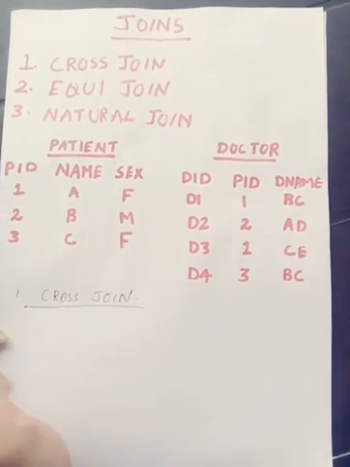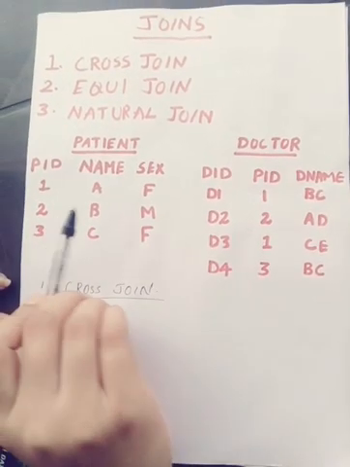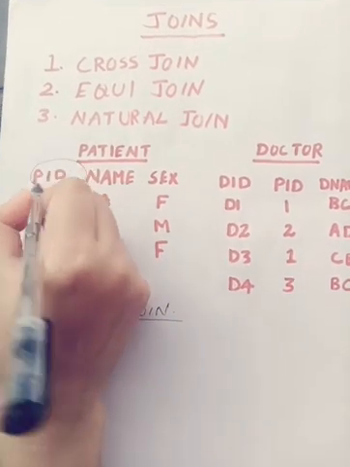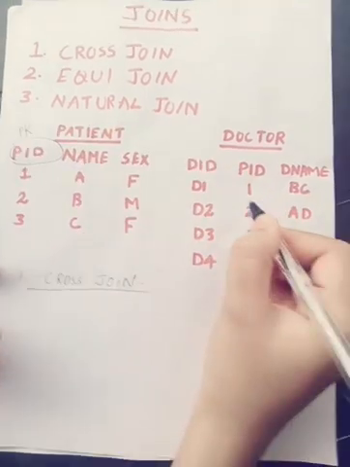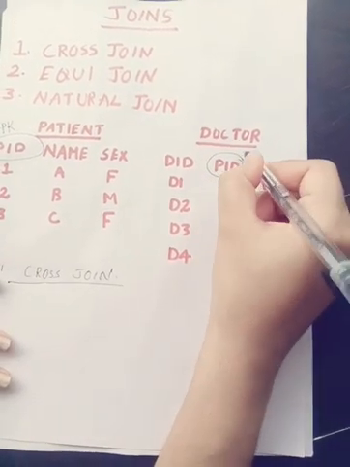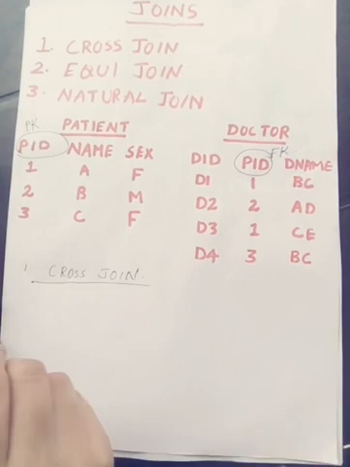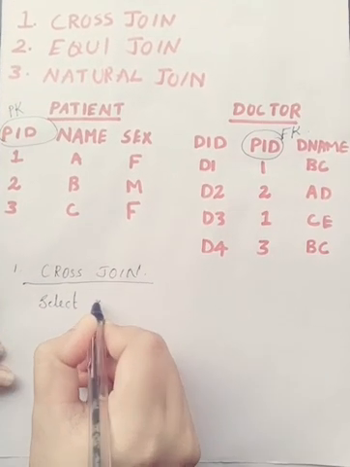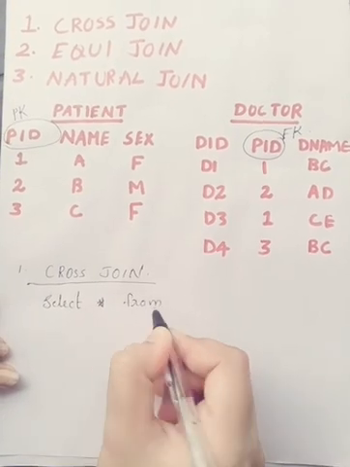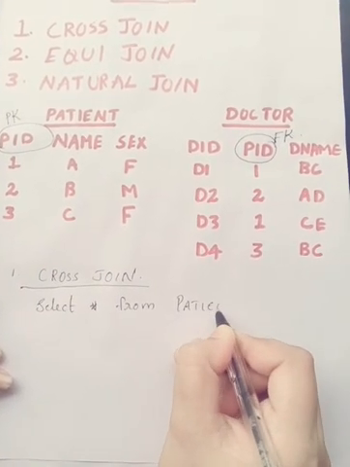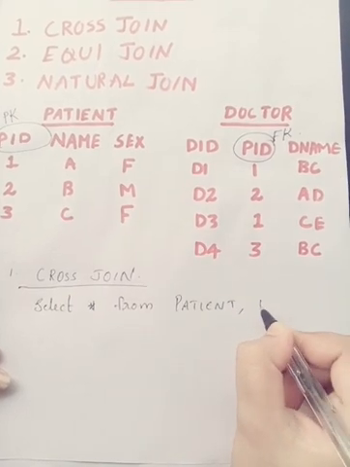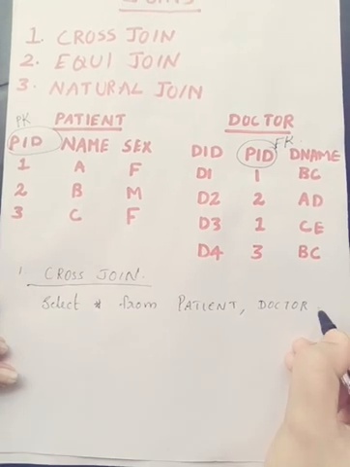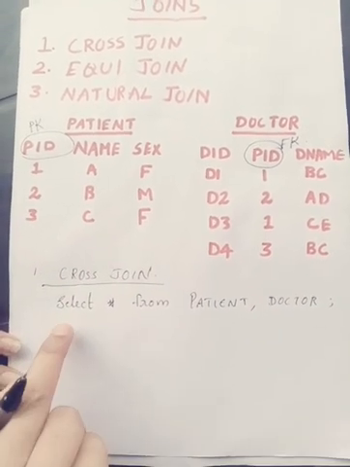For doing this join concept, our two tables should contain a primary key and a foreign key. In the first table, PID is the primary key. In the second table, PID is the foreign key. Then what is the syntax of cross join? Select star from patient, comma, doctor, semicolon. This is the syntax of doing cross join.